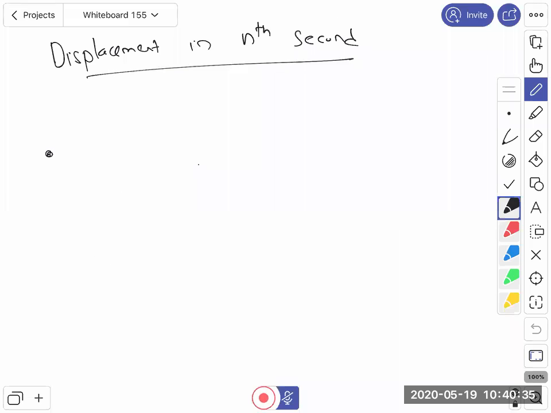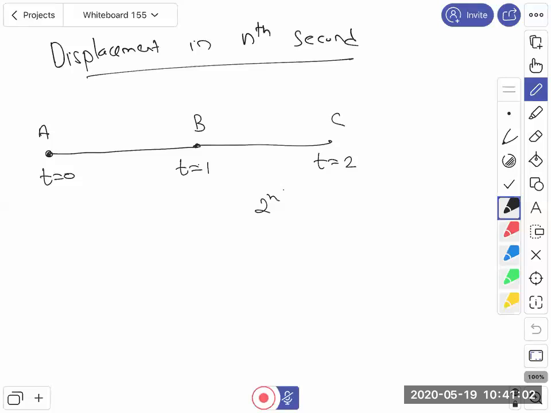Displacement in the nth second represents this. Assume a particle is starting from point A at time equal to 0. The particle moves from A to B in a time of, let's say, 1 second. So A to B is the distance traveled by the particle in the first second. 0 to 1 is known as the first second. And from B to C, it is traveling from 1 second to 2 seconds, so this is known as the second second.